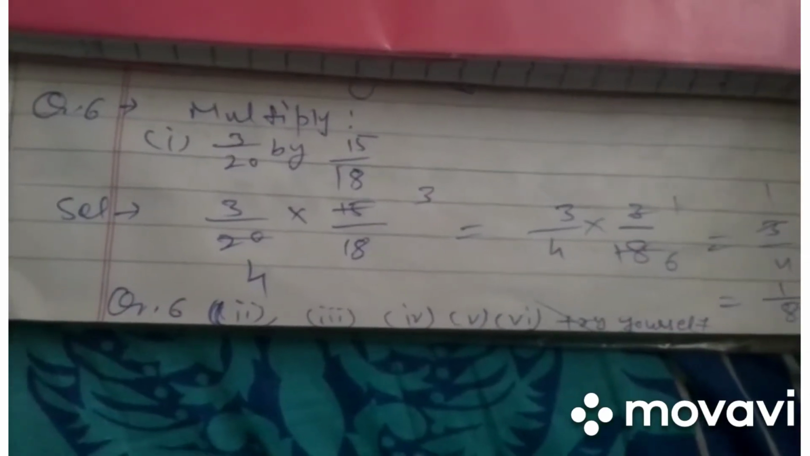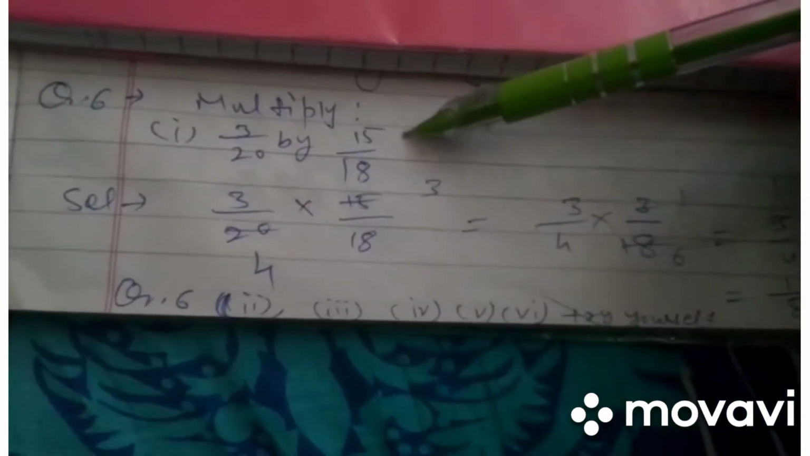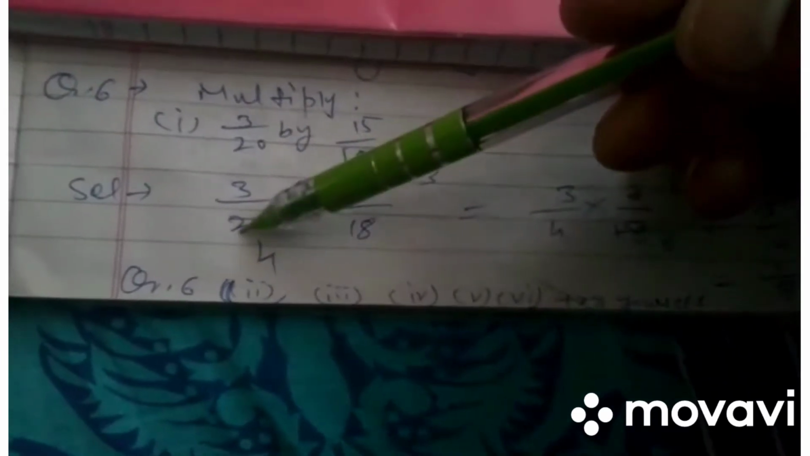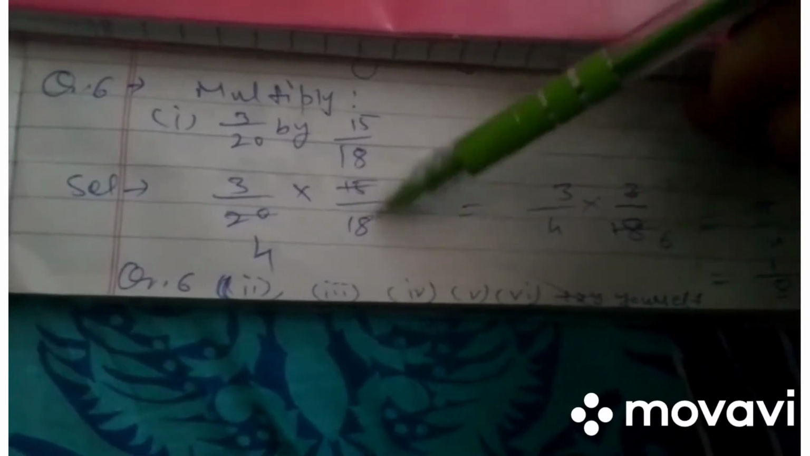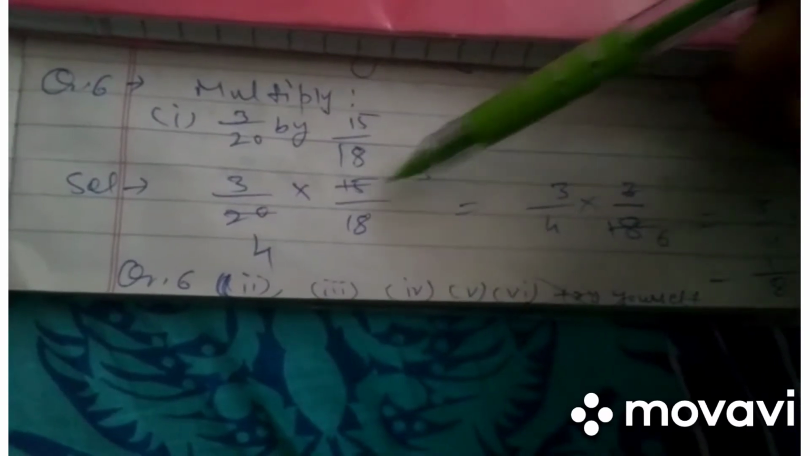NCERT 7th class math exercise 2.8. Question number 6 multiply. This is the first part, 3 by 20 multiply 15 upon 18. Now we can cancel numerator with denominator if they are in one table. So here I have cancelled 5 3s are 15, 5 4s are 20. These both I have cancelled. These two also we can cancel, but I have cancelled these both. You can do it any way. If you think you have to cancel these, you can cancel these. These will be cancelled on the table of 3. So I have cancelled this and this. Now it will be left in numerator 3, denominator 4.